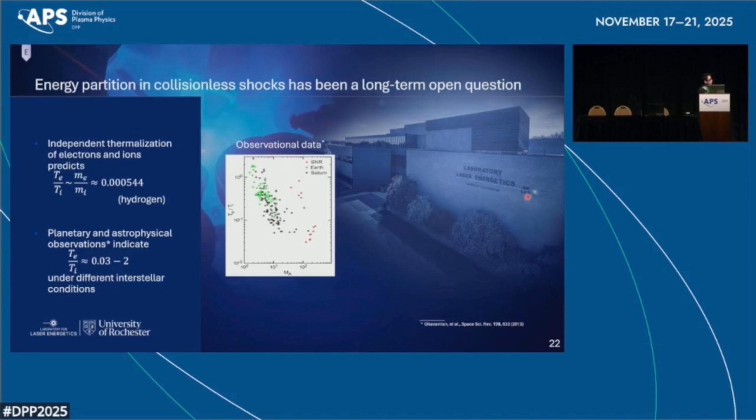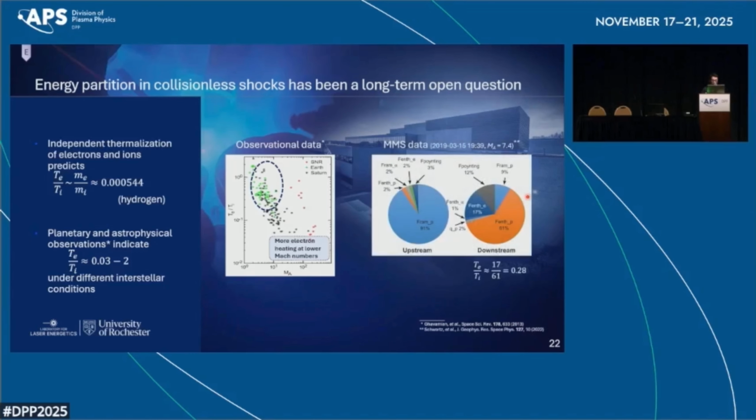Here in the middle, I'm showing you some observational data, Te over Ti as a function of Alfvénic Mach number. From here, you can see we have more electron heating at lower Mach numbers. On the right-hand side, I'm showing you another observational data from MMS. Here, Te over Ti is about 0.3. So we do have electron heating from observations.